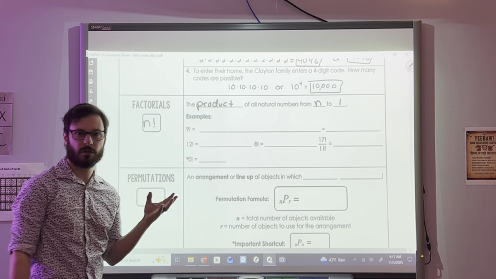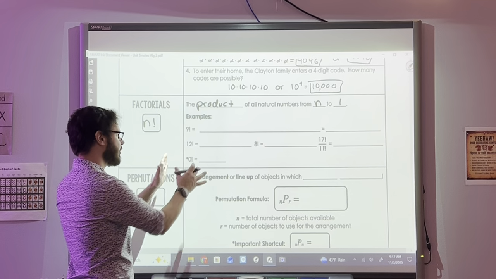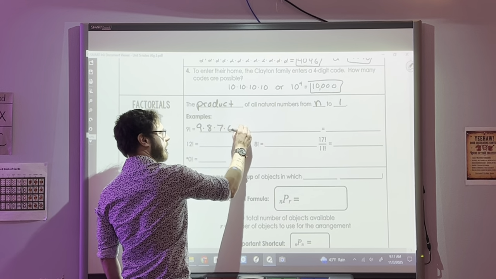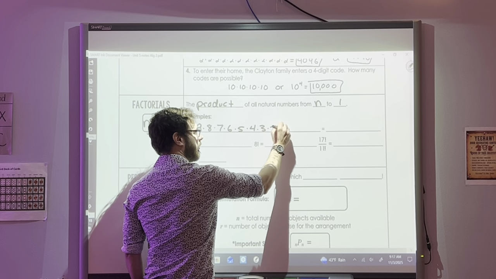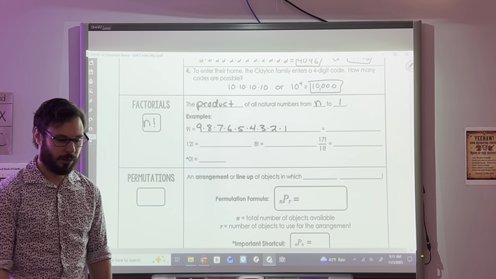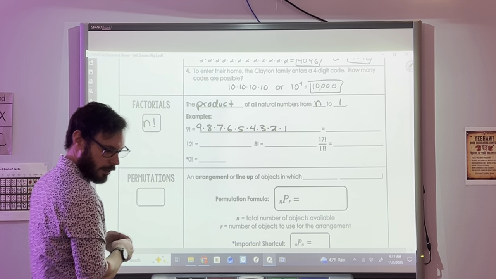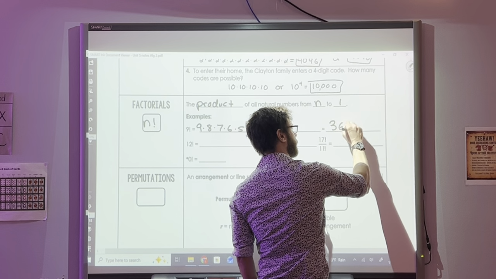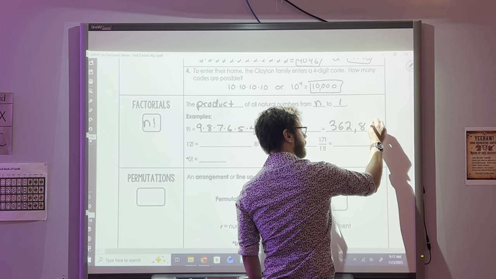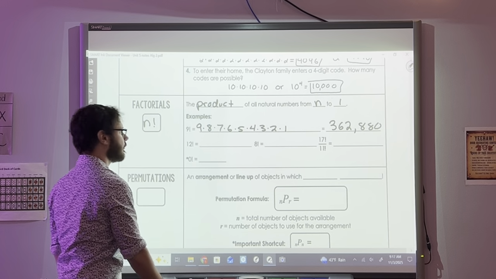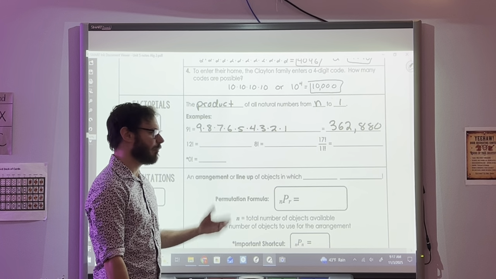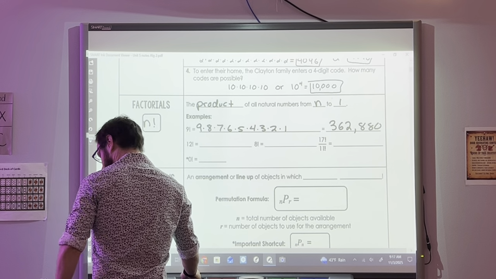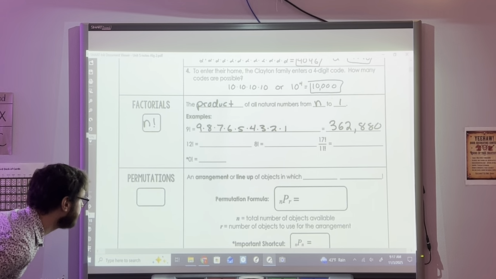So where we start, and we're just gonna count down. So here's an example. 9 factorial is going to be 9 times 8 times 7 times 6 times 5 times 4 times 3 times 2, and then I end up at 1. If I did this in my calculator, I would get 362,880. Okay. 12 factorial would be 12 times 11 times 10 times whatever, right? That's a long way to type that.